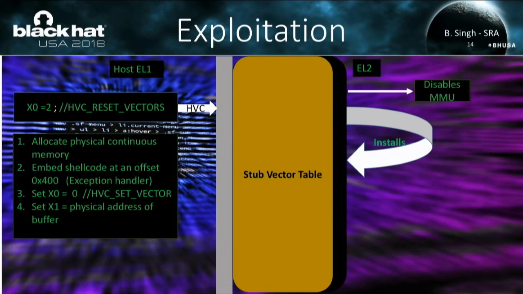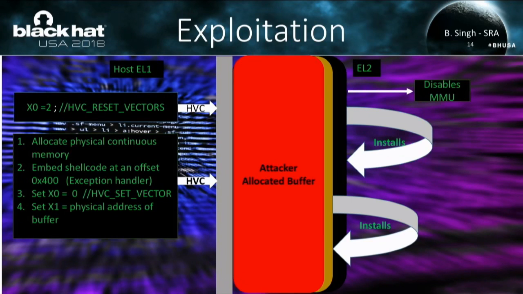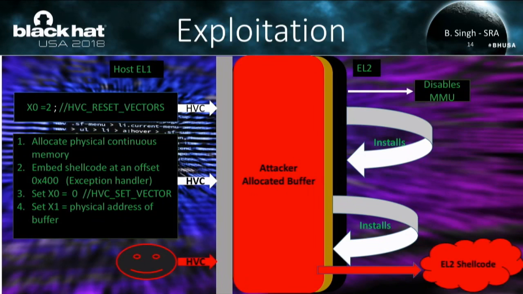Then the attacker will load the value 0 into the X0 register, and the physical address will be loaded into the X1 register. And again, HVC will be called after these steps. This HVC will be handled by the stub vector table, because now the stub vector table is back in action. The handler of the stub vector table will install the attacker-allocated buffer as the exception vector table for EL2. Once this is done and the shellcode is at an offset of 0x400, the attacker needs to execute another HVC call, and game over. So the attacker is able to execute code in EL2.